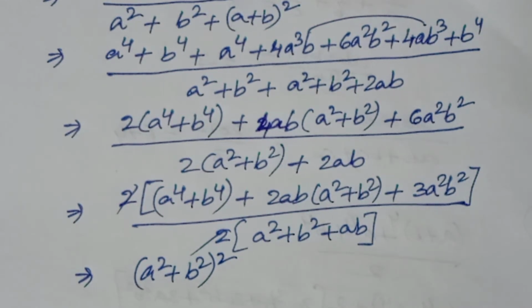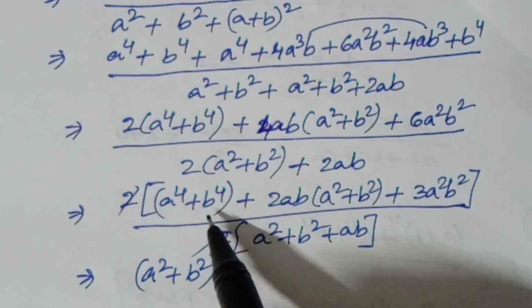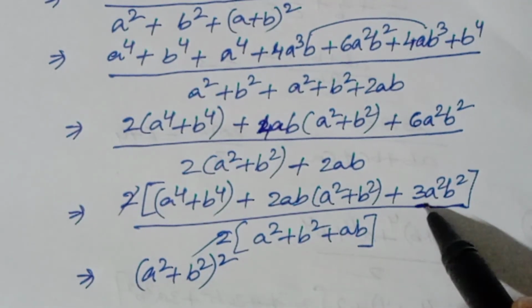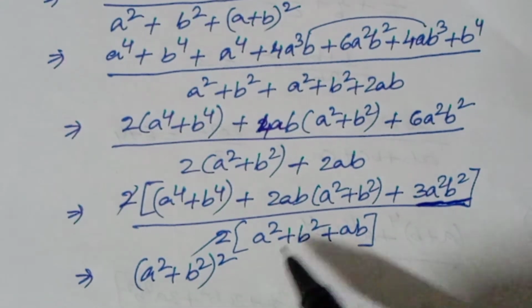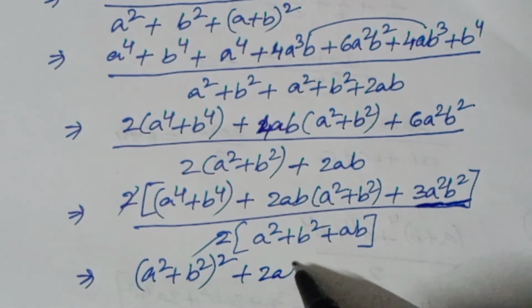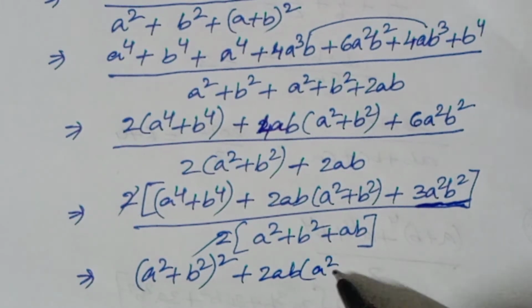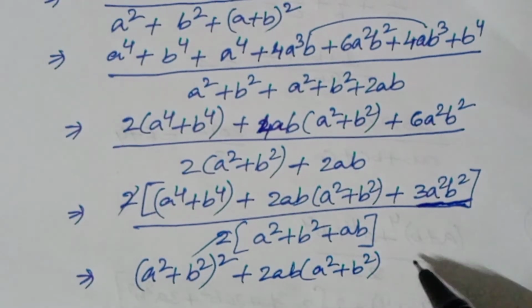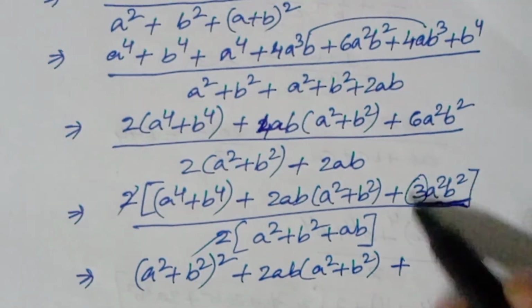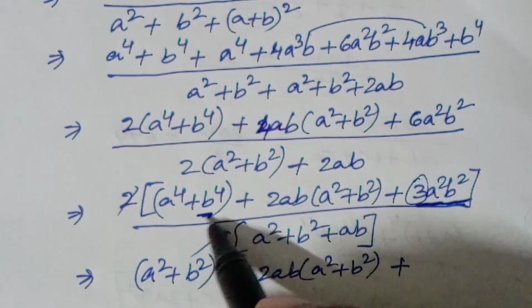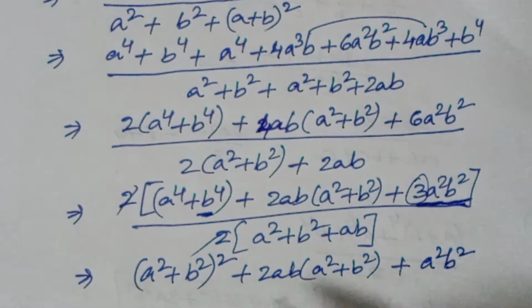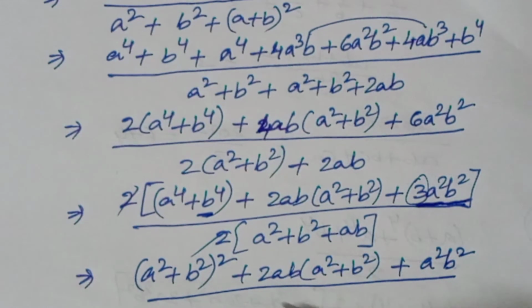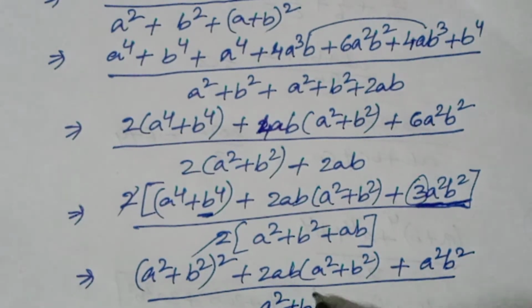So here what will we get? a square plus b square, plus here we will get 2a square b square taken from this. We will get (a square plus b square) whole square plus 2ab of (a square plus b square) plus, already 2a square b square is taken aside, so here a square b square, divided by a square plus b square plus ab.